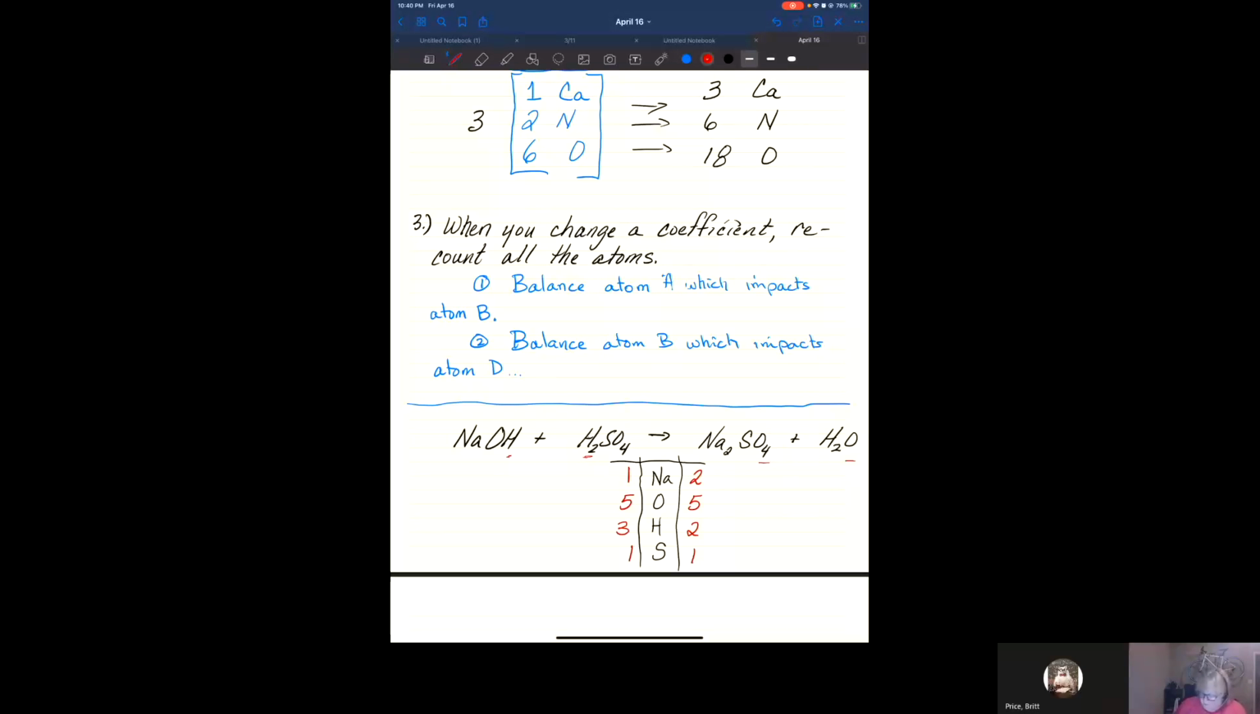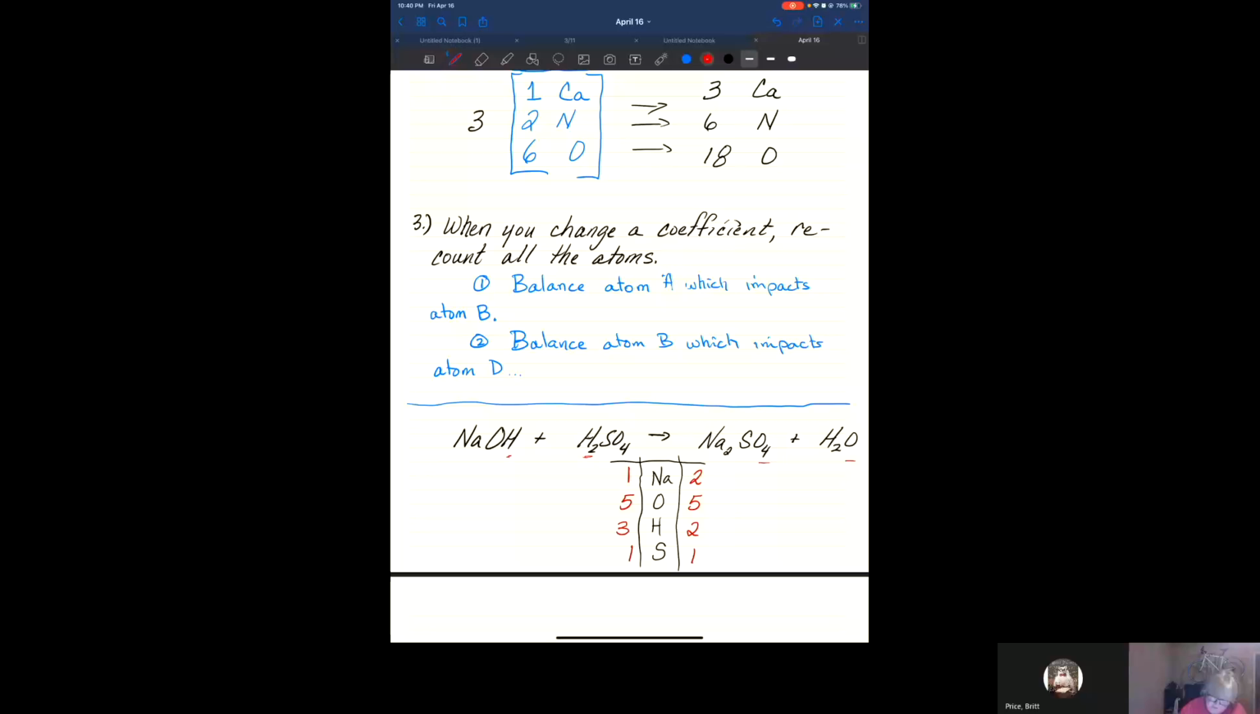So at this point in time, which one are we going to choose to balance first? I could do sodium or I could do hydrogen. Sodium is in one reacting species and in one product species. Hydrogen, on the other hand, is in both reactants. Well, it is in only one product, but it's in both reactants. No thanks. Let's try the sodium.